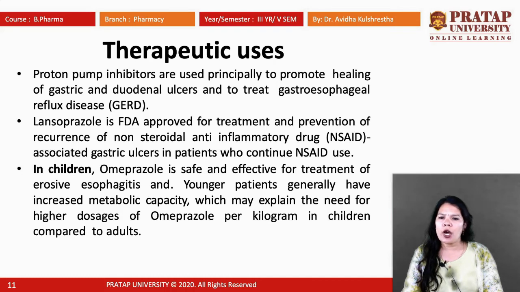In children, omeprazole is safe and effective for the treatment of erosive esophagitis, and younger patients generally have increased metabolic capacity, which may explain the need for higher doses of omeprazole per kilogram in children compared to adults. So these were some therapeutic uses of omeprazole, lansoprazole and pantoprazole. Actually, these are the drugs which we are using.